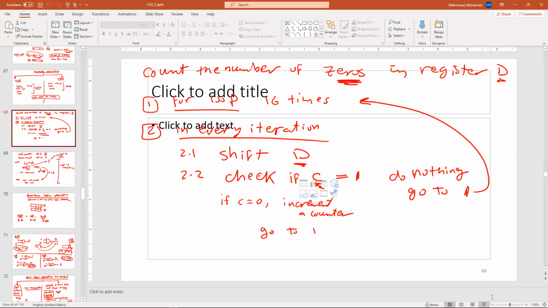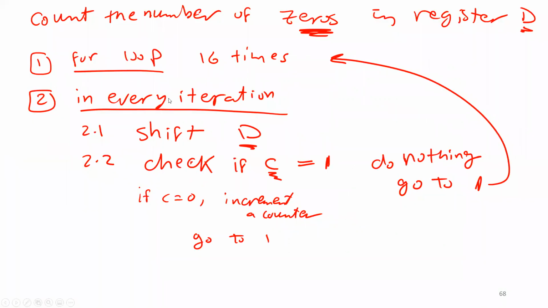let's have a very interesting example here. Very, very interesting example. I want to write a program to count the number of zeros in register D. Okay, guys, so I have register D and I need to know how many zeros are in register D. How many bits are zeros? You got what I'm saying? So what is the idea? How can I do it? This is the way I'm going to do it.